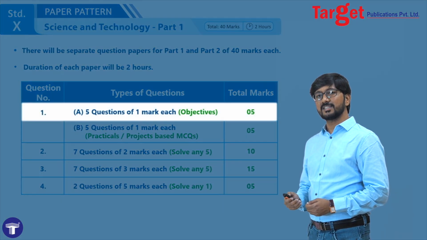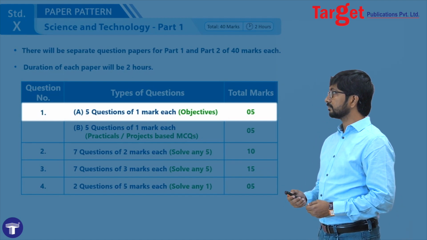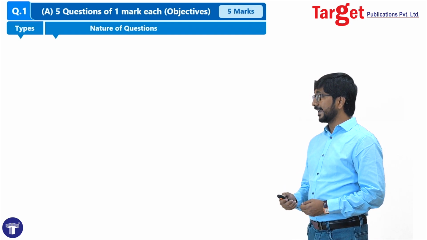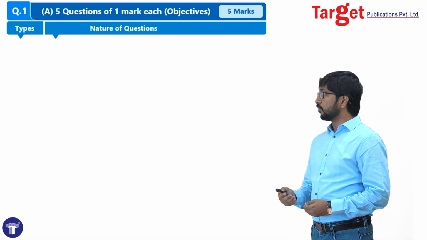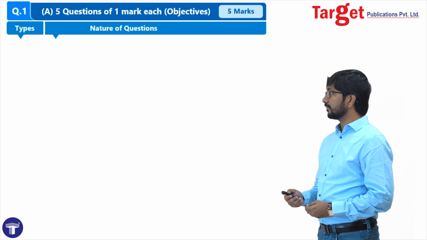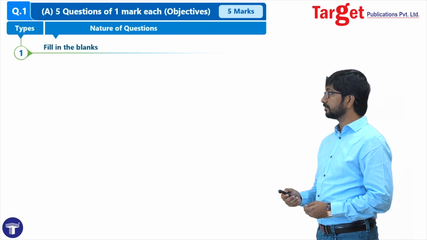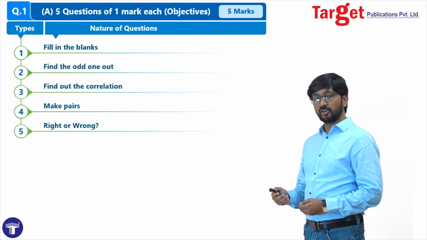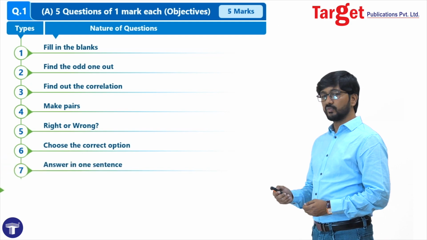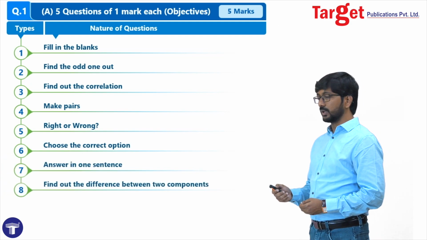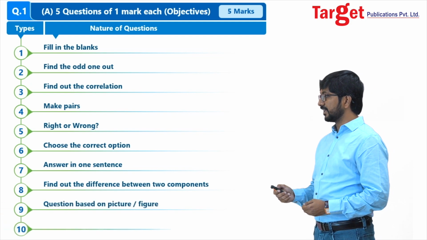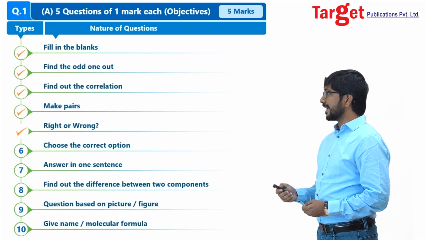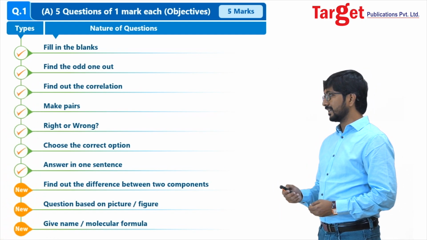Now let us discuss each question in more detail. Question number 1A would include the following types of questions: fill in the blanks, find the odd one out, find out the correlation, make pairs, right or wrong, choose the correct option, answer in 1 sentence, find out the difference between 2 components, question based on picture or figure, and give name or molecular formula. Now, all these types of questions are covered in our target notes.